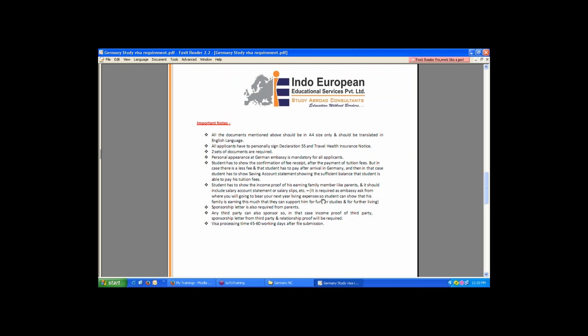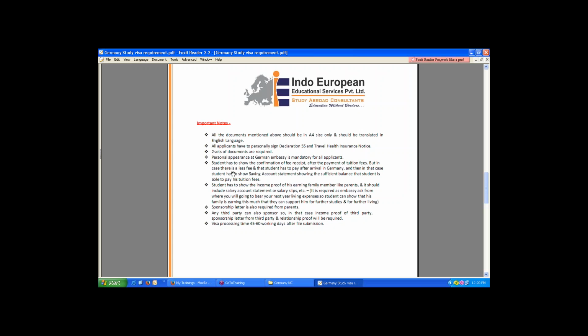We have a few important points which every student should know. Every document should be A4 size only, and it should be translated into English language. There are two sets of documents the visa department will provide to the students. Personal appearance at the German embassy is mandatory for all applicants. Student has to show the confirmation of fees receipt after the payment of tuition fees.